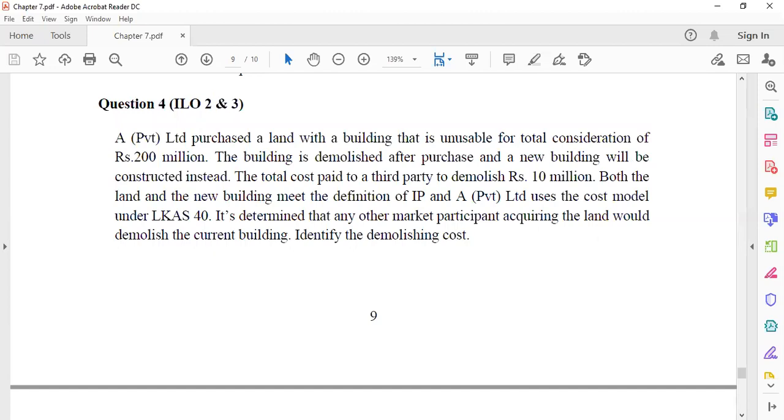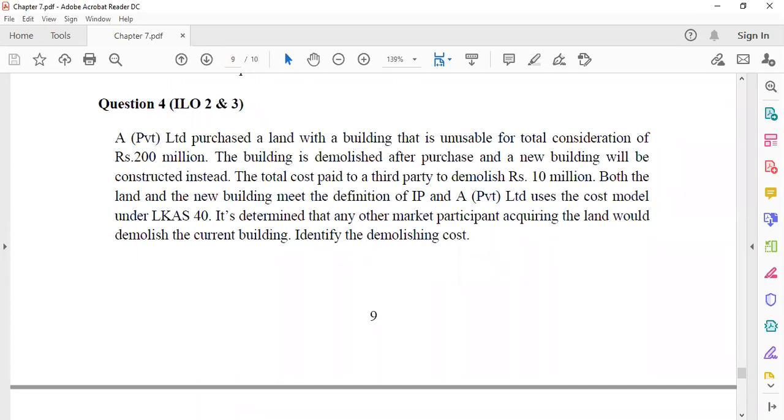Another kind of question, the question four, there also we are trying to look at a particular theoretical aspect, whether you are getting that or not. A private limited purchases a land with a building that is unusable for total consideration of 200 million. You purchase a land with a building. But when it comes to this building, that building is in an unusable condition. So only you see the value primarily in the land, right? You see the value primarily in the land. When it comes to the building, the building is in an unusable condition. For a total consideration of rupees 200 million.